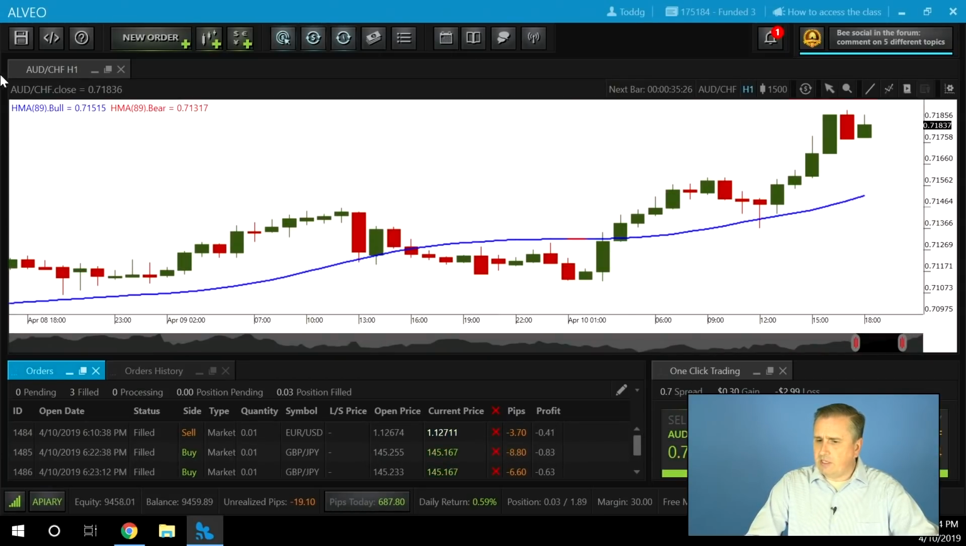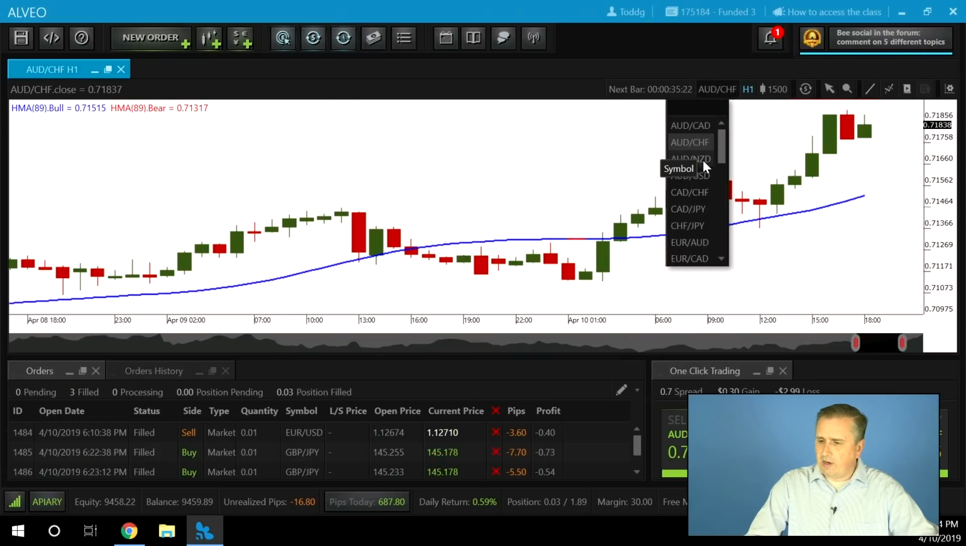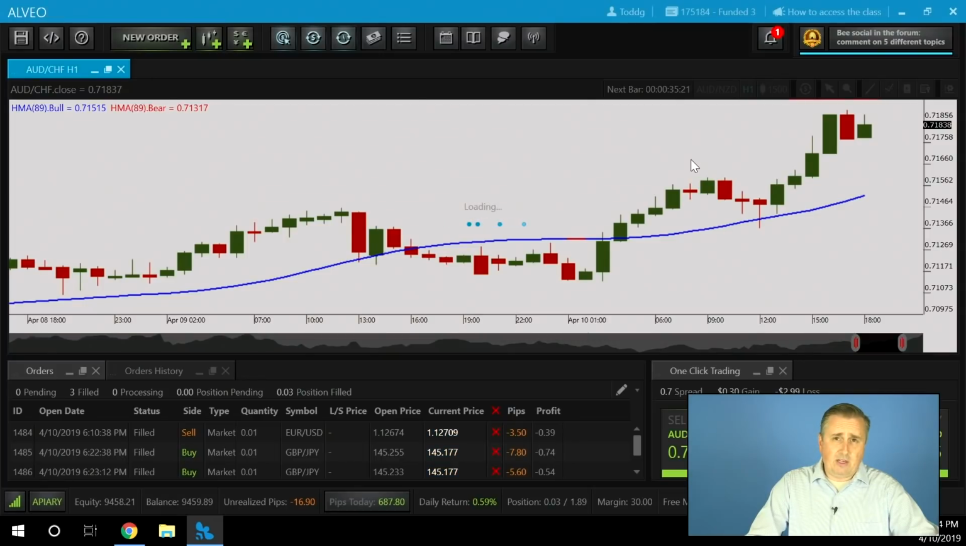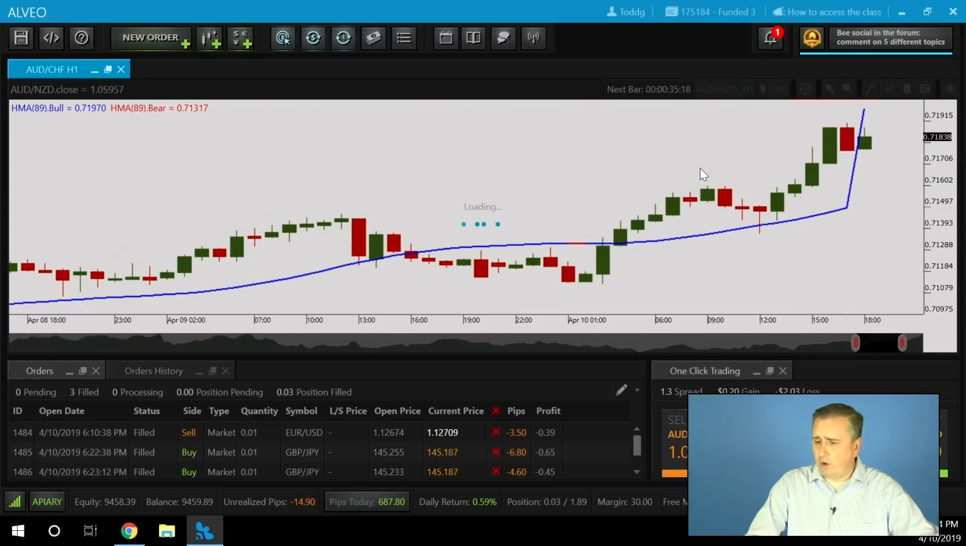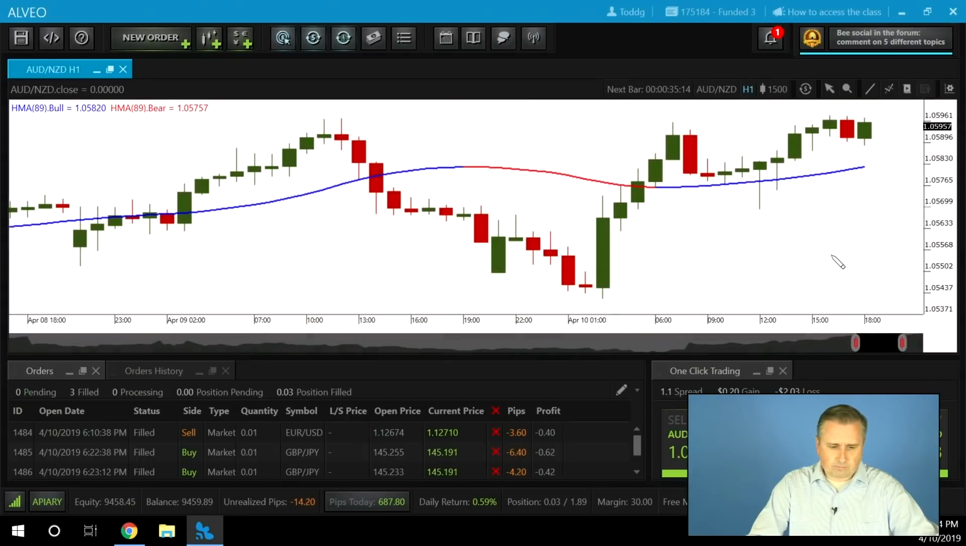So Aussie Franc is going to be very similar. As you start to find trades on all of these Aussie pairs, you may find that you want to limit it to 1 or 2 of the pairs that have the Aussie dollar in it.